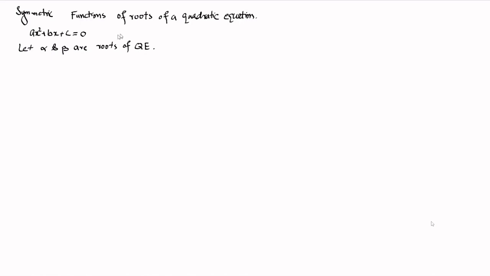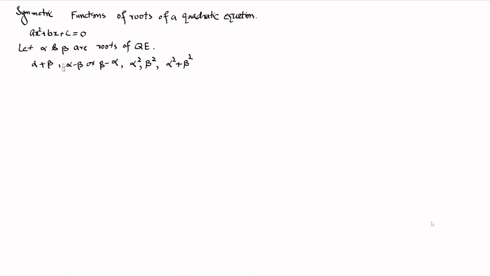Then functions of roots, that will be alpha plus beta is a function. Any operation between the two will be called a function of alpha and beta. The operation may be a summation, it may be subtraction like alpha minus beta or beta minus alpha. It may be squaring the roots, it may be summation of the squares, or any other operation which is performed on these roots alpha and beta, that will be a function of the roots.